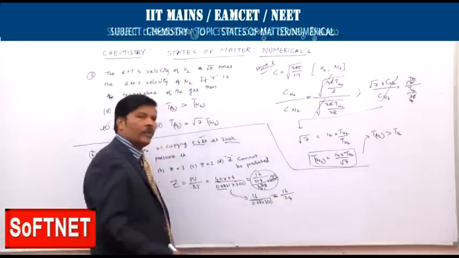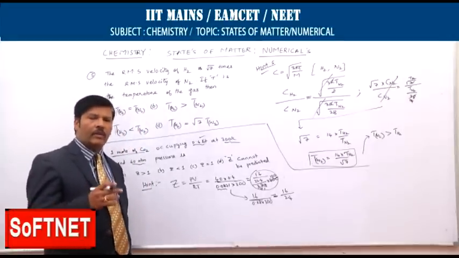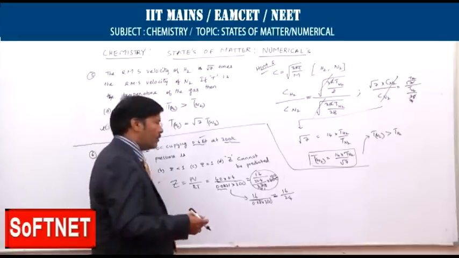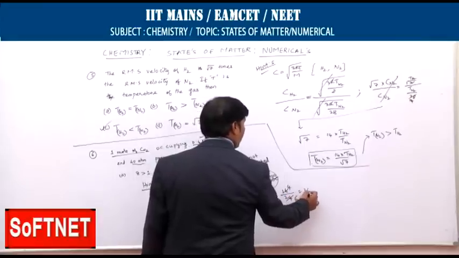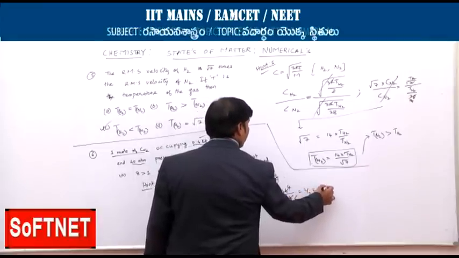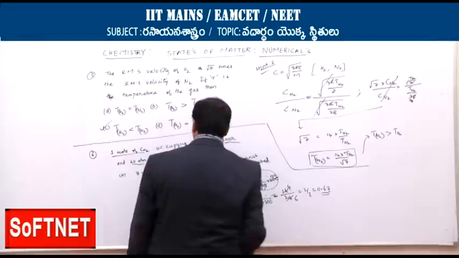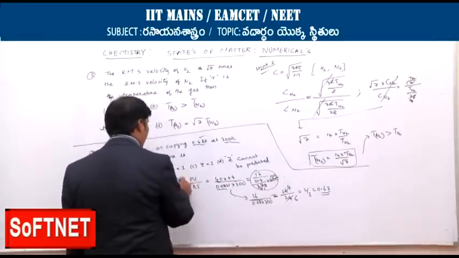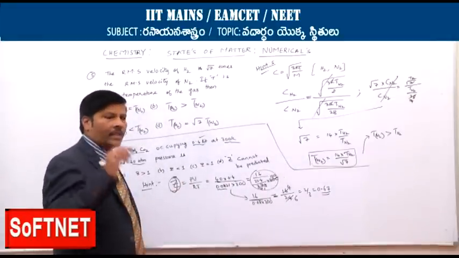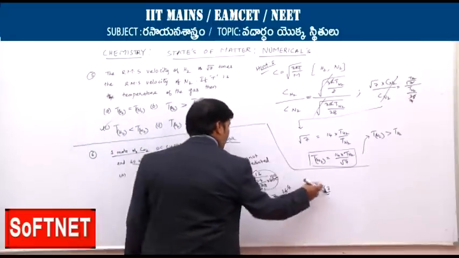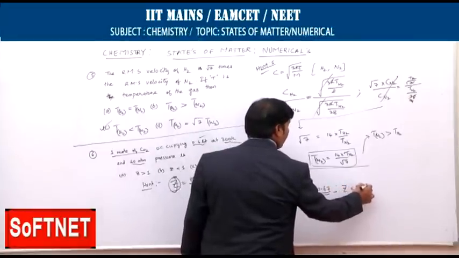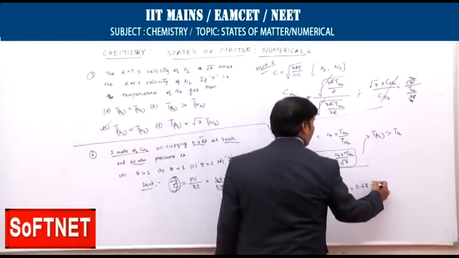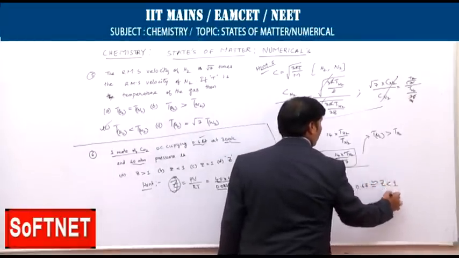This is 16 divided by 24. 16 divided by 24 means the numerator is a lesser value and the denominator is a higher value. So 4 4s are 4, 6 means 2 by 3. 2 by 3 means 0.6667. That means here it is a clear indication after calculation that the z value is less than 1, because it is only 0.67. So you can come to the conclusion that the z value is 0.67, which means the compressibility factor is less than 1.